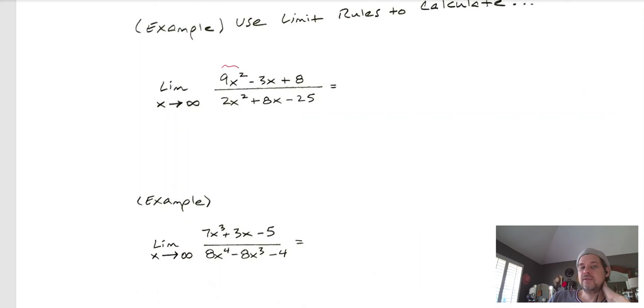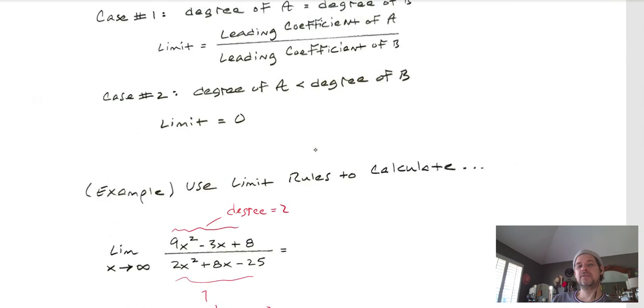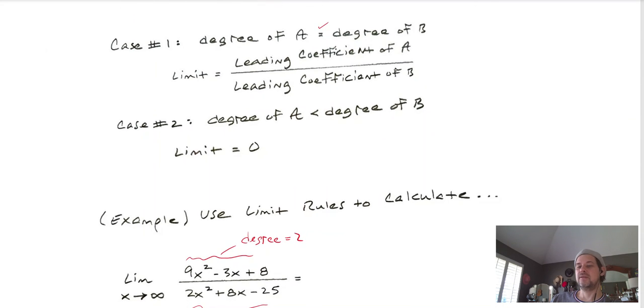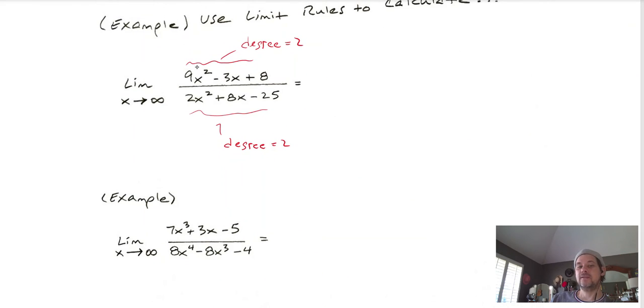So for that one, the degree is equal to 2, because the highest exponent that I see is 2. And for this one, the degree is also equal to 2. Oh, so they're equal. They're both the same number. So it said in that case, if they're equal, the limit is the ratio of the leading coefficients, A over B.